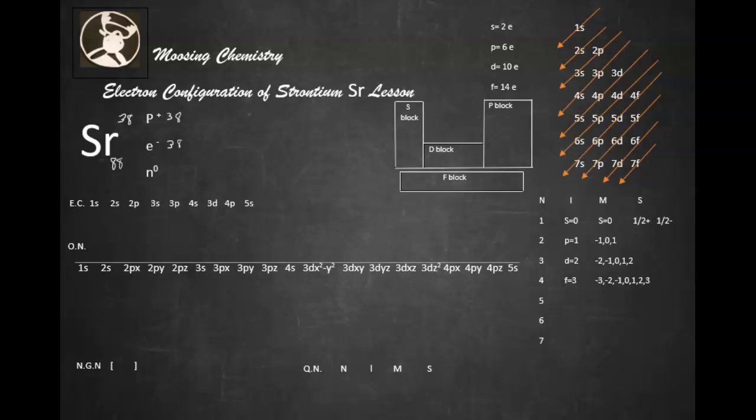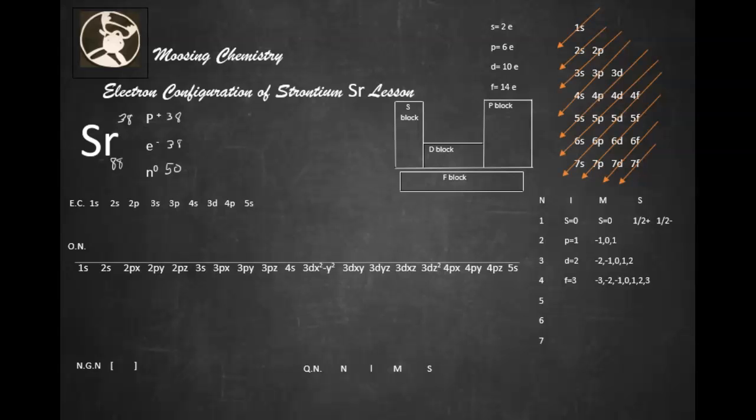But what about our neutrons? To find neutrons is pretty easy. Just go AMU minus protons equals the number of neutrons. So we would go 88 minus 38 equals 50 neutrons, so we're going to put a 50 right there. Let's go ahead and clear some space out there for ourselves.